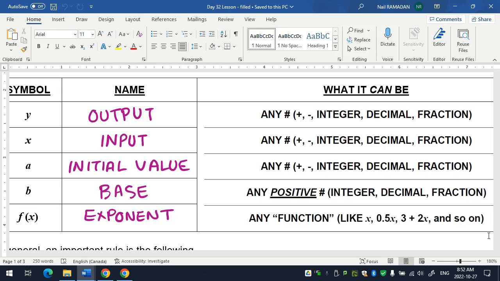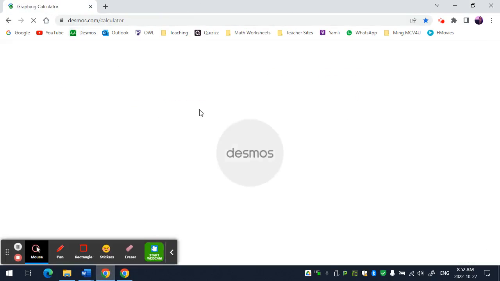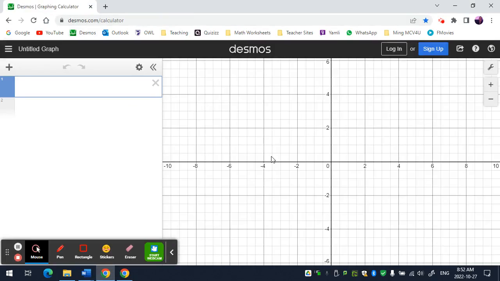Okay, everyone, let me go to Desmos. I'll come back to this, don't worry. But let me go to Desmos and show you what I mean. Okay, I'm going to write the equation here. y of x equals a, and then bracket, b, and then on top here is f of x. All I care about today is this b.